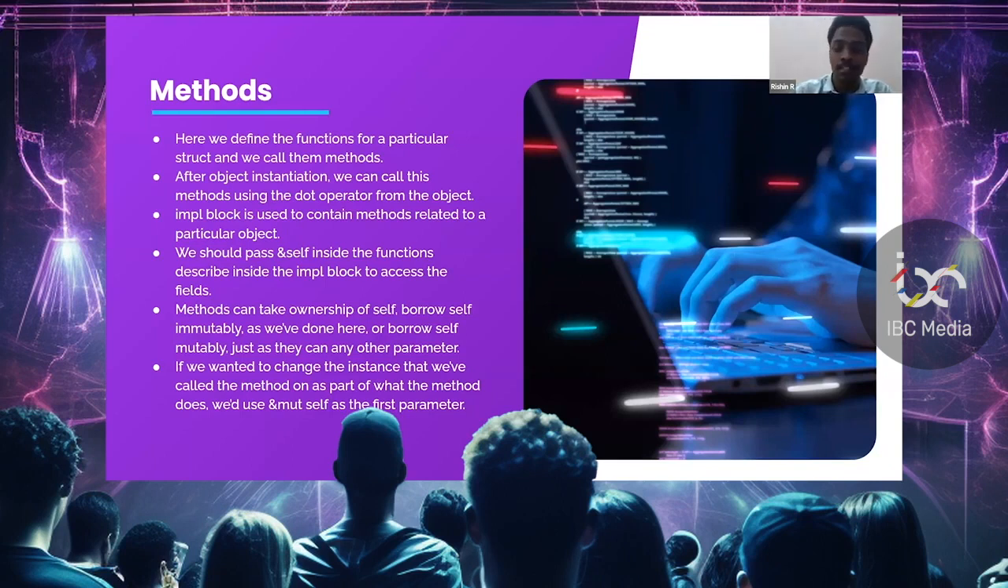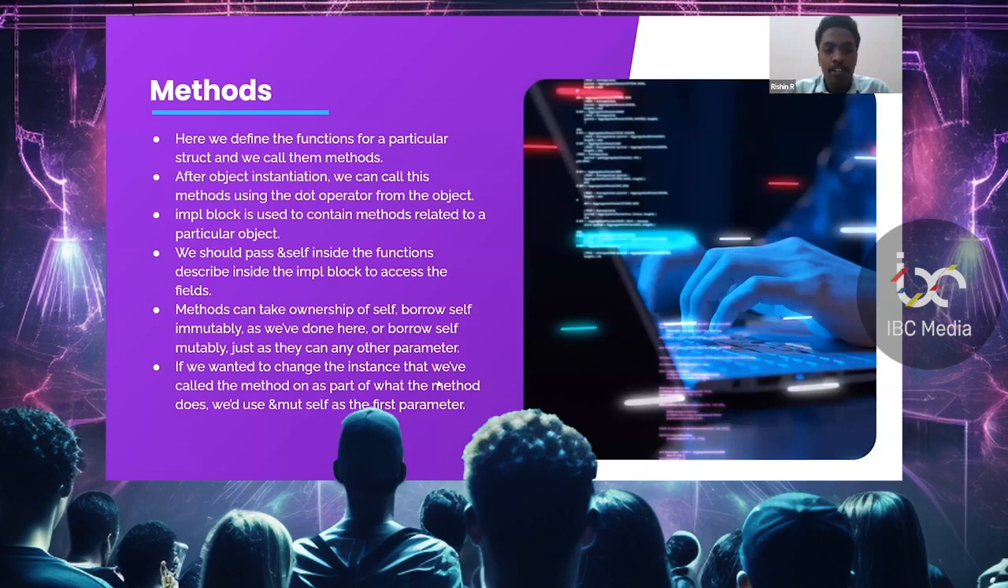So for the methods, if you just pass self normally, it takes ownership of the object that is passed. If you pass &self, it is taking the reference. And now &self cannot be used to actually change the components. Okay. So you require &mut self in order to change or update the value of the object that is passed. So you can use different approaches in here to change and to access the values of different objects.